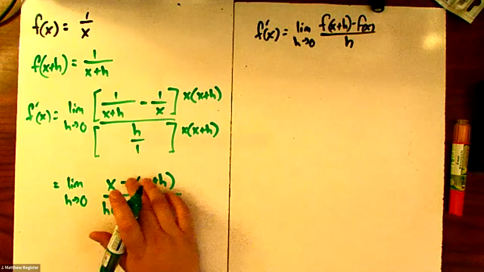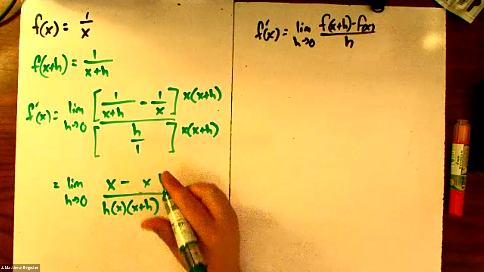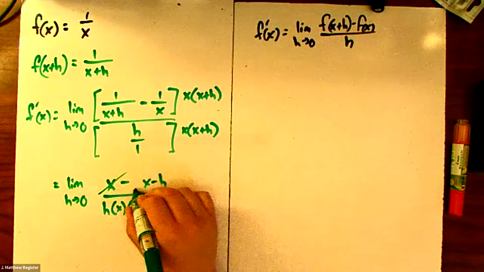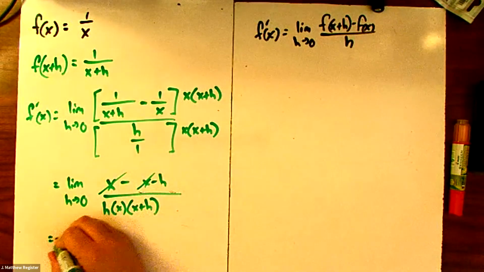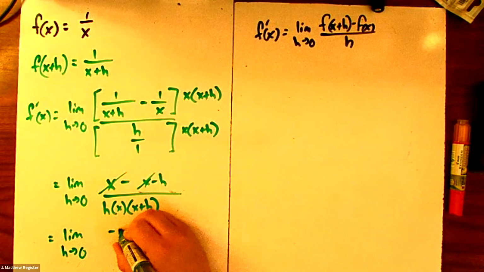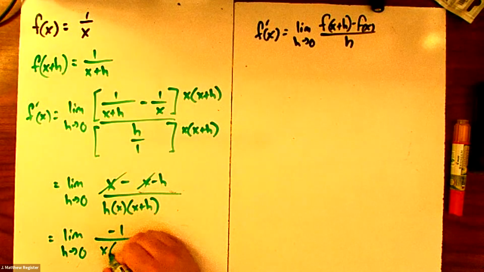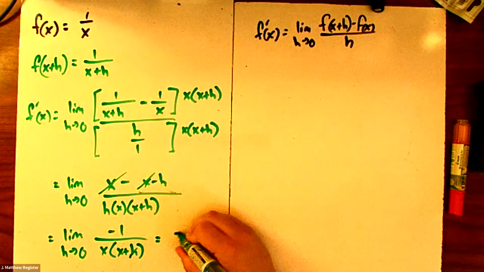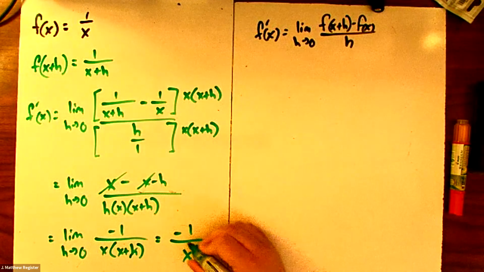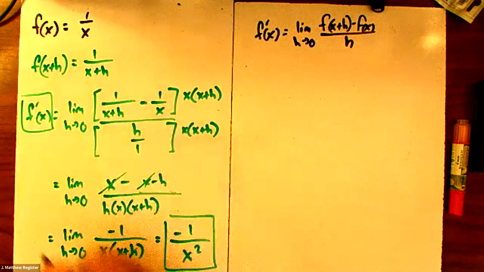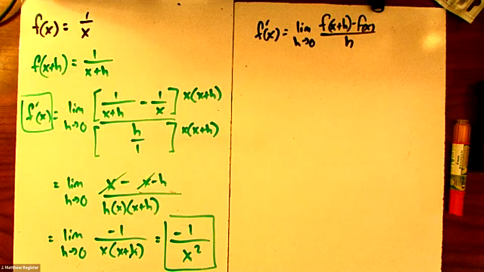Well, now notice we can distribute this minus sign, which makes it a minus x minus h. Our x's will then cancel, and our h's will cancel, leaving the limit as h goes to 0 of -1 over x times x plus h. But now we can actually let h go to 0, and we get -1 over x squared. So the derivative of the function is -1 over x squared.